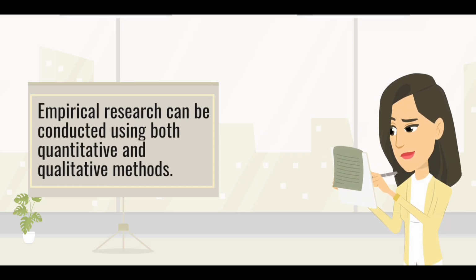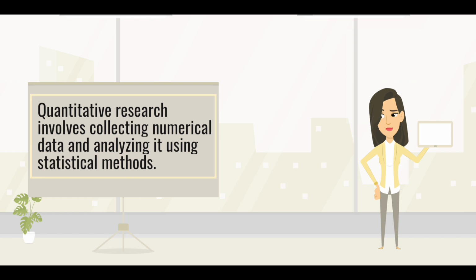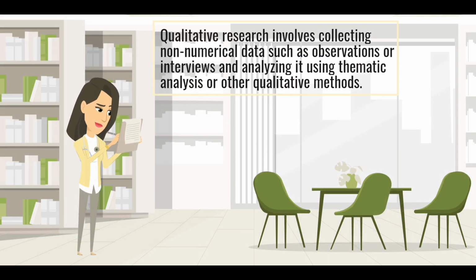Empirical research can be conducted using both quantitative and qualitative methods. Quantitative research involves collecting numerical data and analyzing it using statistical methods. Qualitative research involves collecting non-numerical data such as observations or interviews and analyzing it using thematic analysis or other qualitative methods.